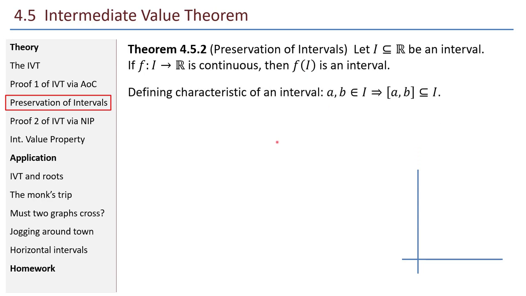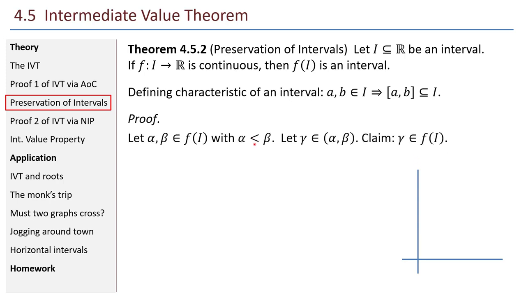We haven't really talked about intervals, but here is the defining characteristic, which should seem self-evident. I is an interval if, whenever I have 2 points A and B in I, then every point between A and B is also in I. So A and B being in I implies that the closed interval from A to B is also in I. That's what makes I an interval. Okay, the proof of the theorem.